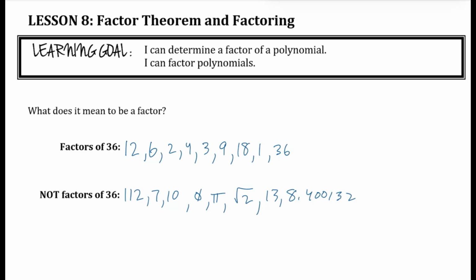If I divide by 12, I get 3, remainder 0. Divide by 18, I get 2, remainder 0. Divide by 5, I get 7, remainder of 1. So 5's not a factor. Aha! A more technical mathematical definition: it's a factor if you divide and the remainder is 0. Then it's specific, we can look for something, we can test it.